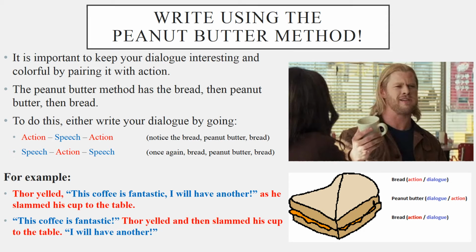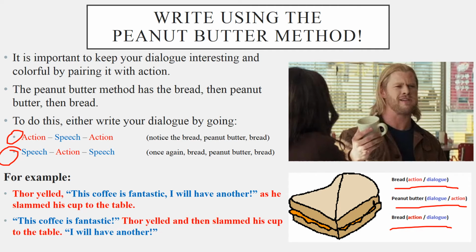So, we also want to remember the peanut butter method. The peanut butter method is how we are going to keep dialogue interesting and colorful by pairing it with action. The peanut butter method has the bread, then the peanut butter, then bread. So, that could either be action, speech, action, or speech, action, speech. So notice, the bread is going to remain the same, and the peanut butter is just the other side. So, if we look over here, this reflects that.